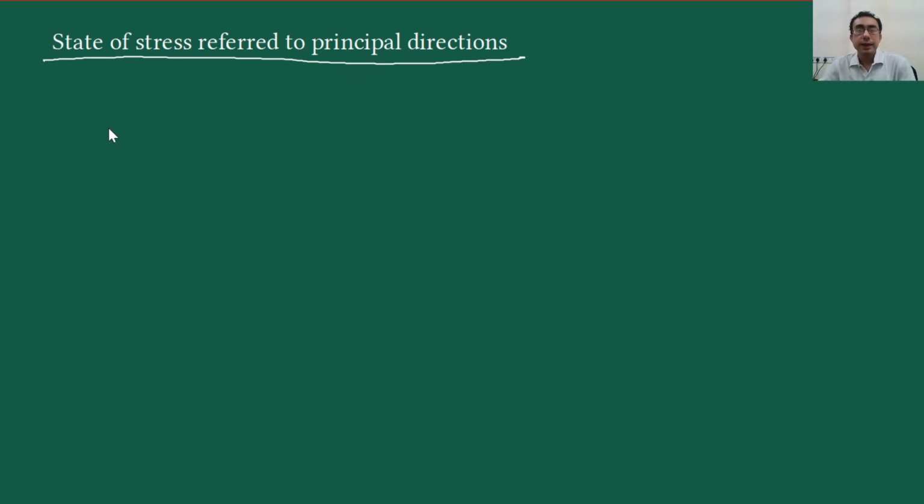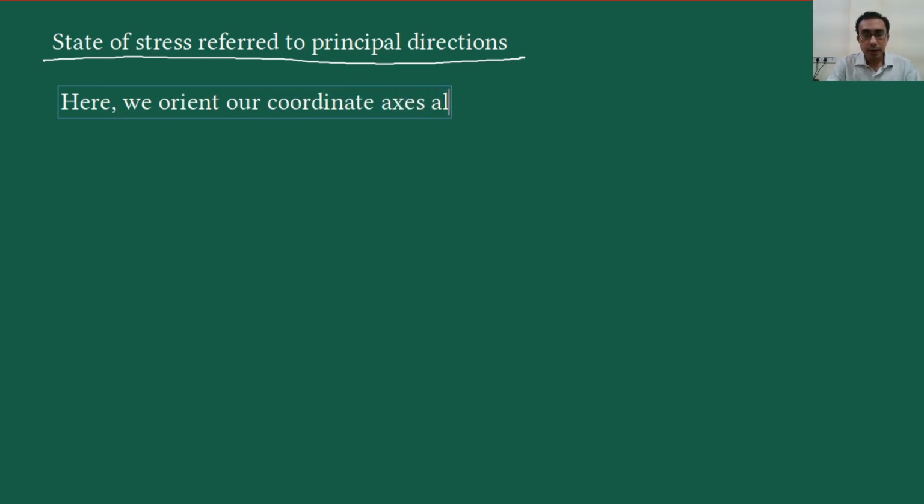We have already seen that if you sit at a particular point and orient your plane along any arbitrary direction, you will end up with various components like sigma 11, sigma 12, sigma 13, etc. What will happen to those components if we refer to a situation where the coordinate axes are oriented along the principal directions? So that's what we are going to write down here: we orient our coordinate axes along the principal directions.